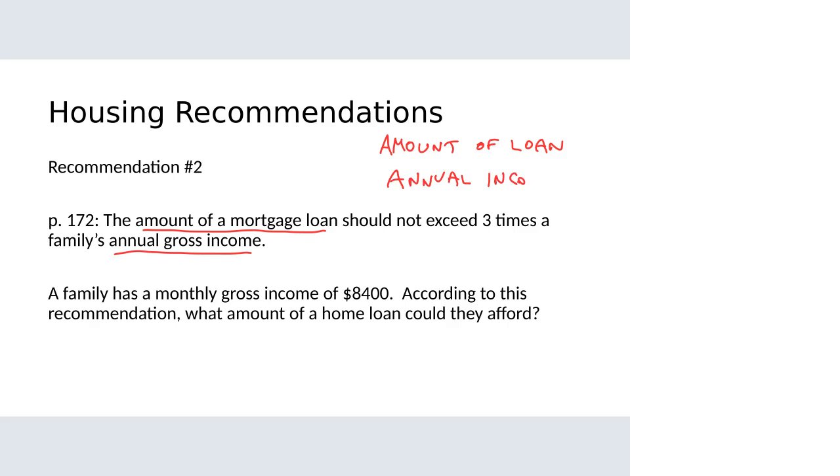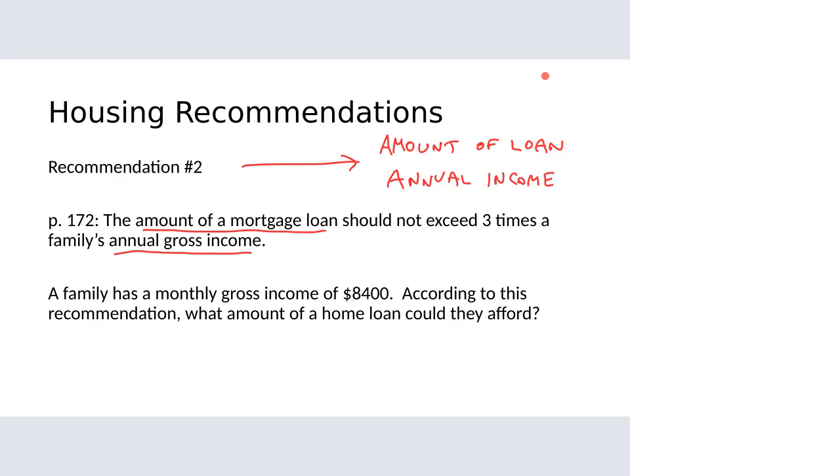income. I don't think you'll have trouble with the calculations involved with these two recommendations. It's just making sure you recognize that the problem you're working on is about recommendation one, monthly housing, monthly income, or recommendation two, which is the amount they can borrow and their annual income. A problem related to recommendation two would be a family has a monthly gross income of $8,400. According to this recommendation, what amount of a home loan could they afford?